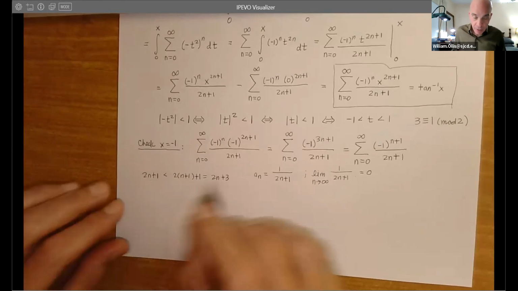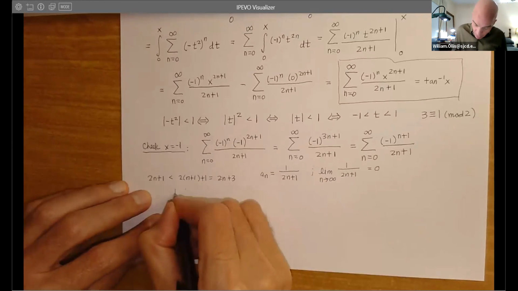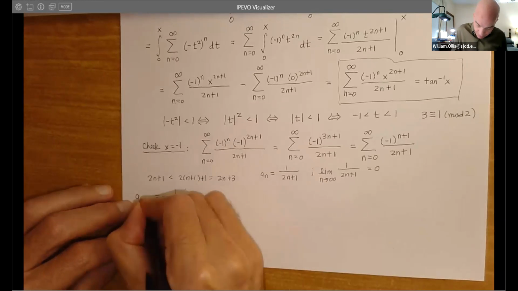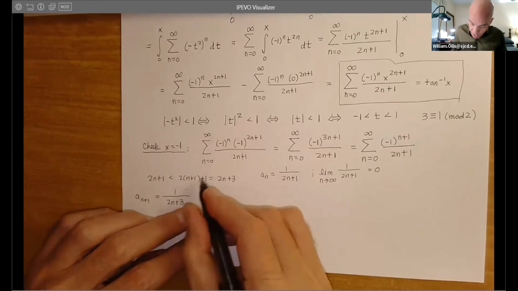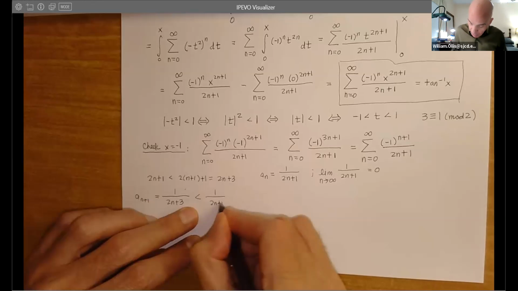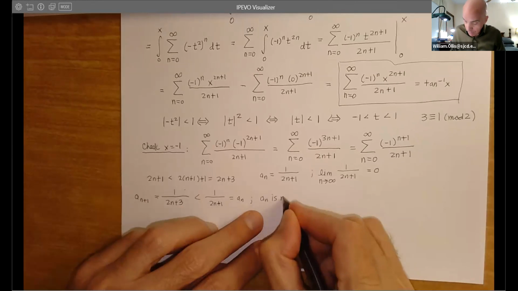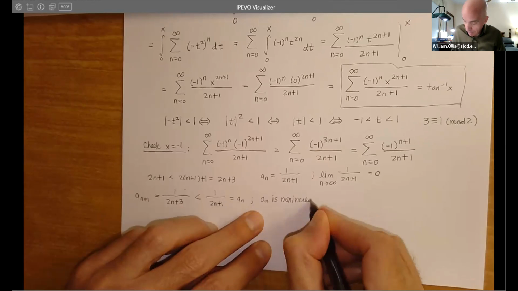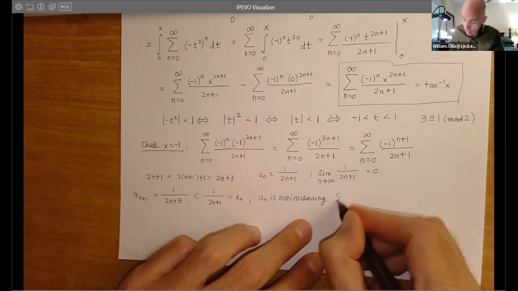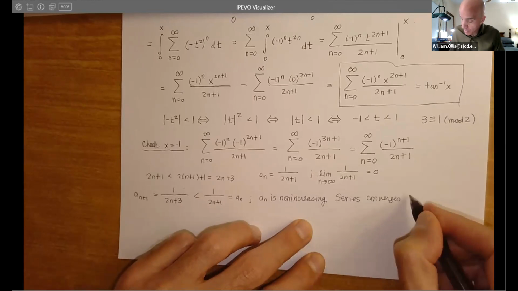So these are clearly greater than 0. So let's reciprocate. So we get 1 over 2n plus 3, and that's a sub n plus 1. And this will be, when we reciprocate, less than 1 over 2n plus 1, which is a sub n. So this means that a sub n is non-increasing. So this is just the alternating series test. So this series converges by AST.